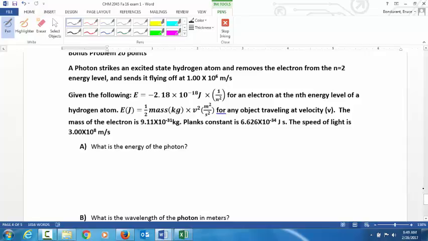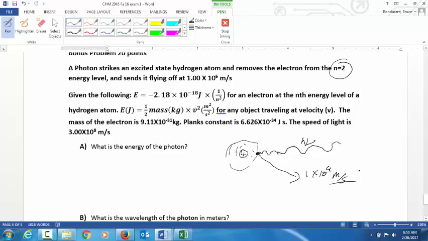Here's the fun one. Okay, so we have a situation where you basically got to think of what's going on. You have a plus charge in the nucleus, and you have this electron, and in this version of the exam it's in the n equals 2 orbitals. So you have the n equals 1 is empty, n equals 2 is where this electron is, and you come in with a photon, and it takes this electron, I'll pretend it's a particle like that, hits it, and out the electron flies with a velocity of 1 times 10 to the 6th meters per second. So what does that mean?